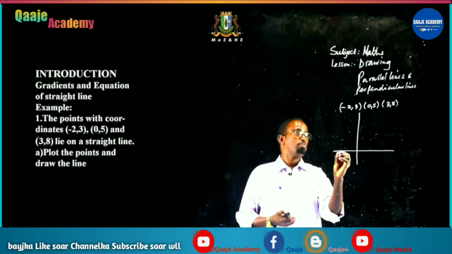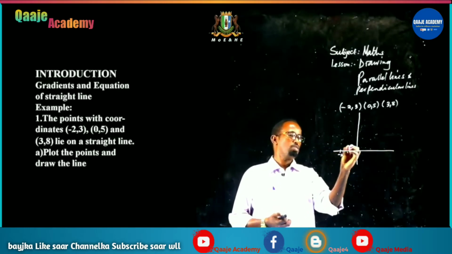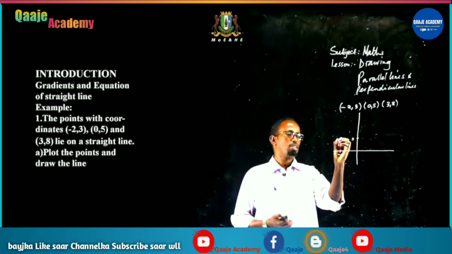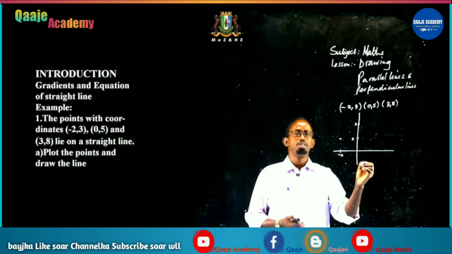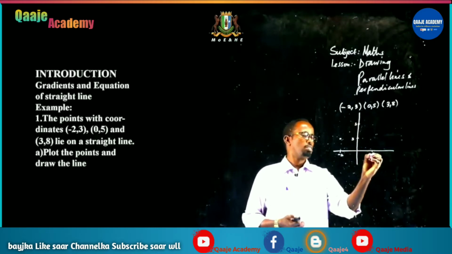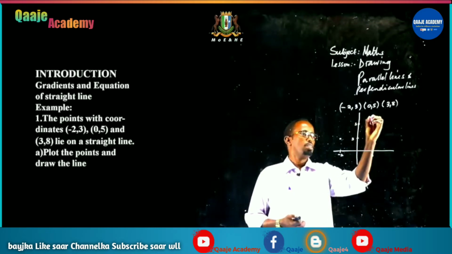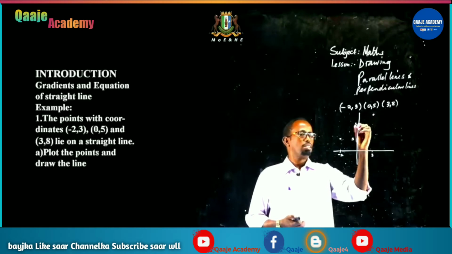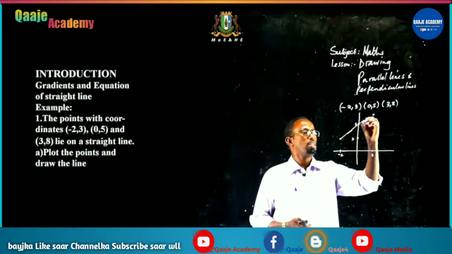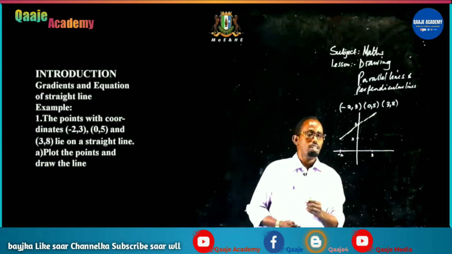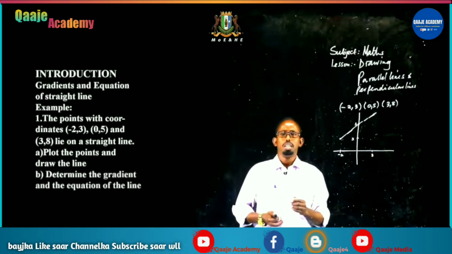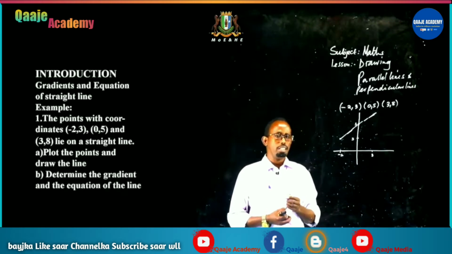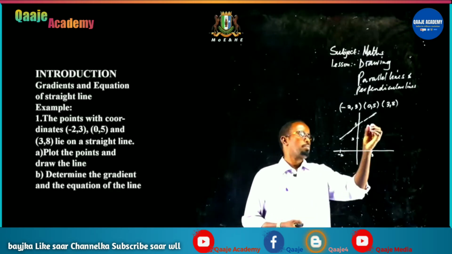Plotting the points, we have -2, 3, then 0, 5, and then 3, 8. So let's assume this is where 8 is. Then you draw a straight line. We have the 3 points. So determine the gradient and the equation of the line.